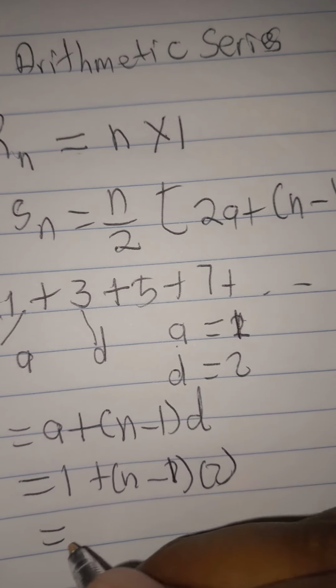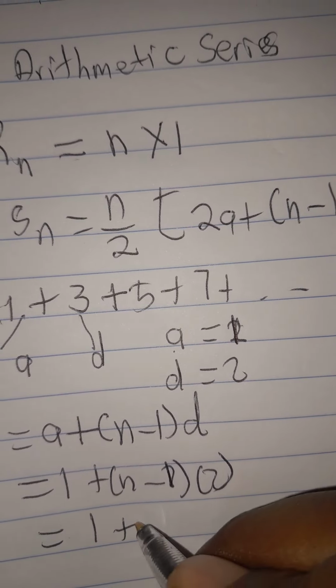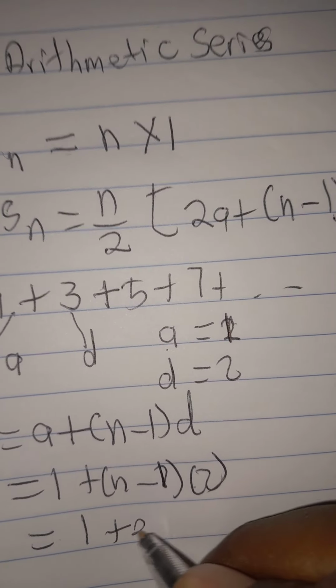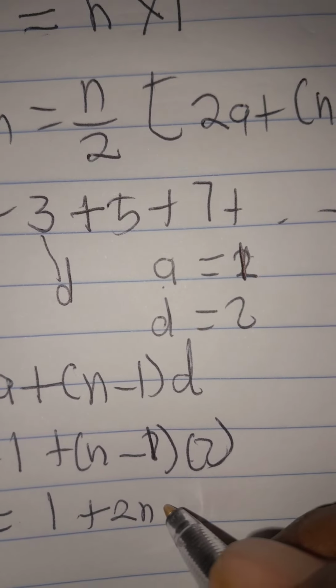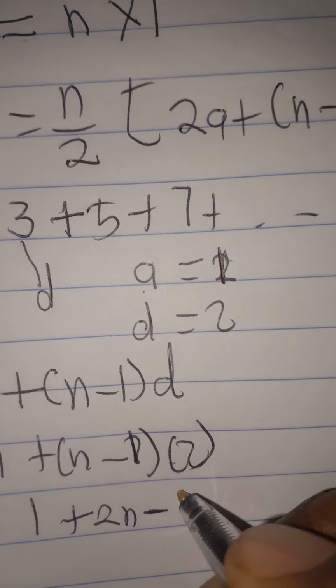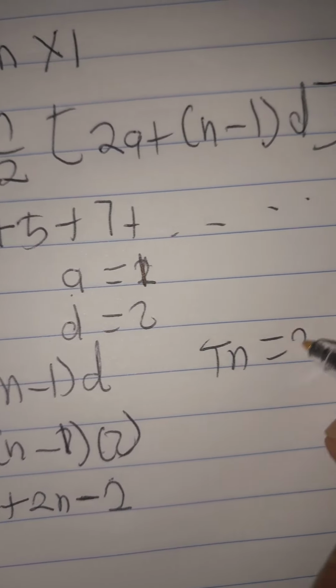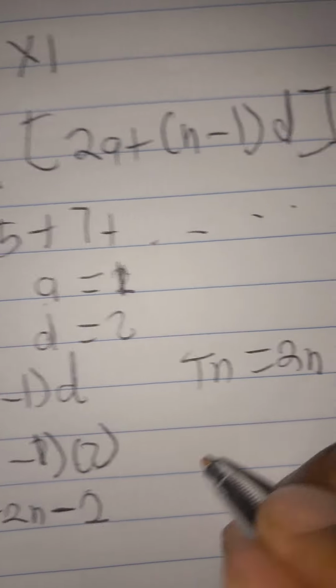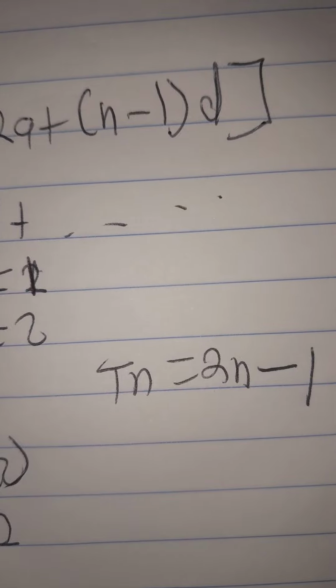Okay, so 1 times 2 times n is going to be 2n, and 1 times negative 1 times 2 is going to be negative 2. Therefore, Tn will be 2n minus 2, then plus 1, so 2n minus 1. So that's how you can work with 1.3.5.